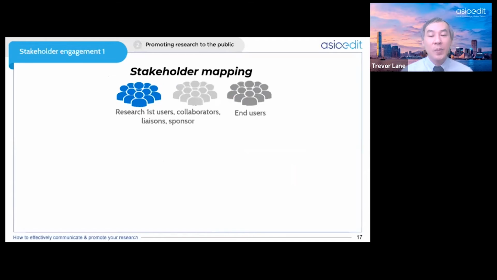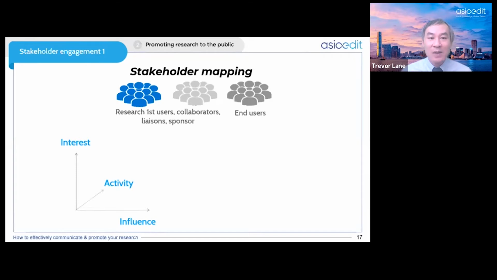So the users could be the immediate primary users, the people who can put your research into practice, like doctors or lawyers, but then there's the end users. It's going to be the public in the end, and you have to show whether you are improving people's lives, improving the economy, improving culture. So identify different types of stakeholder and then plot them on this 3D graph.